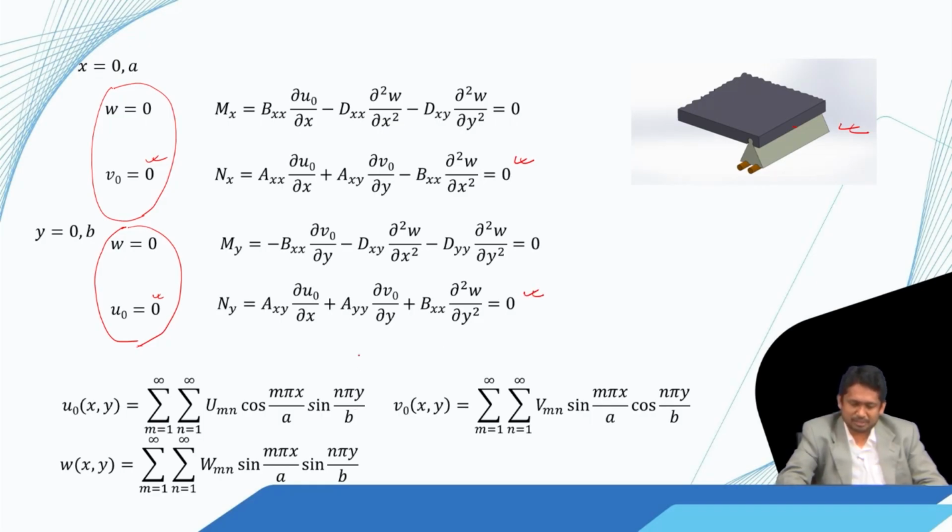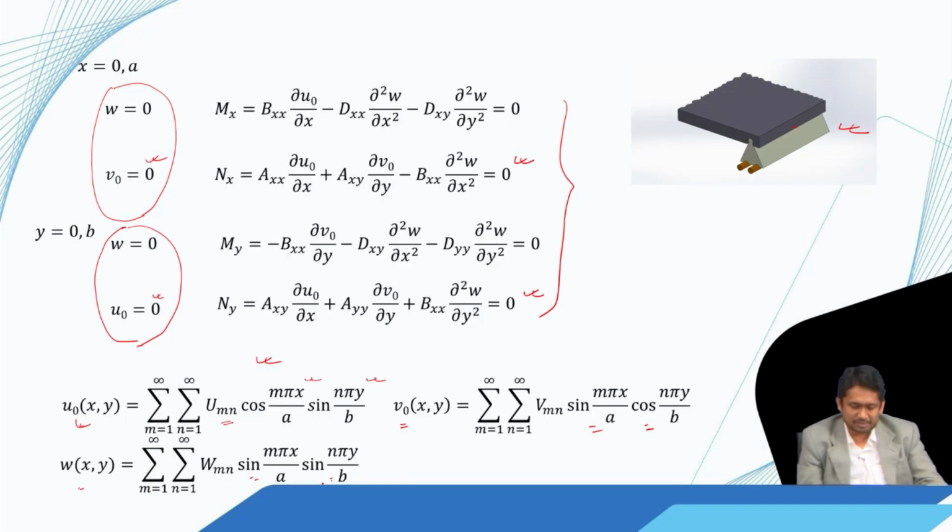So we need to assume something which satisfies all these essential and natural boundary conditions, and so these are the assumptions. u0 as a function of xy is equal to summation of umn cosine m pi x by a sin n pi y by b, where n goes from 1 to infinity, m goes from 1 to infinity, and similarly v0 is equal to sin cosine and w is equal to sin sine.